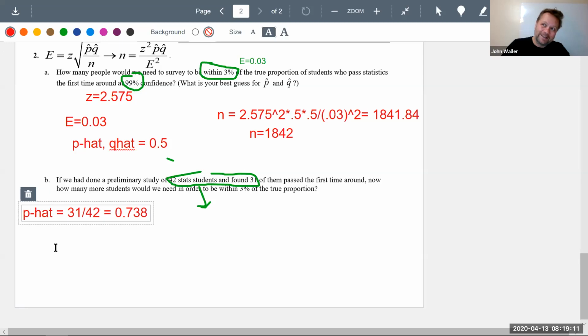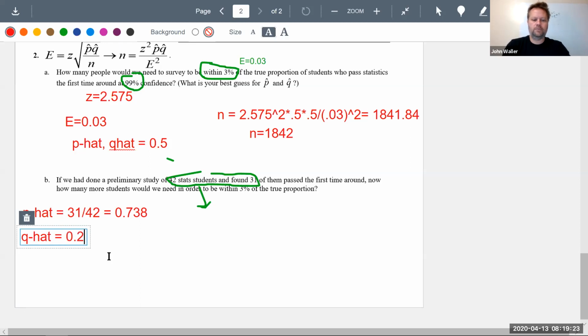Get over there. Okay. Q hat will then be what? God, I really want to write Q hate. That's just so weird. Yeah, 0.262.